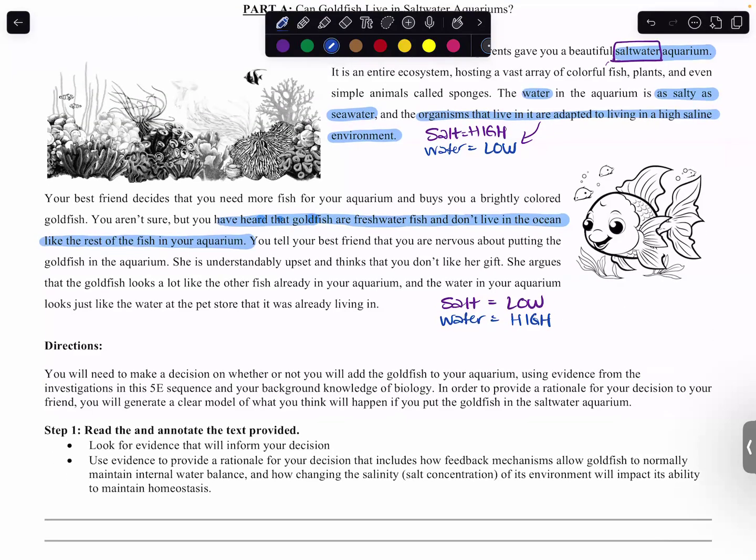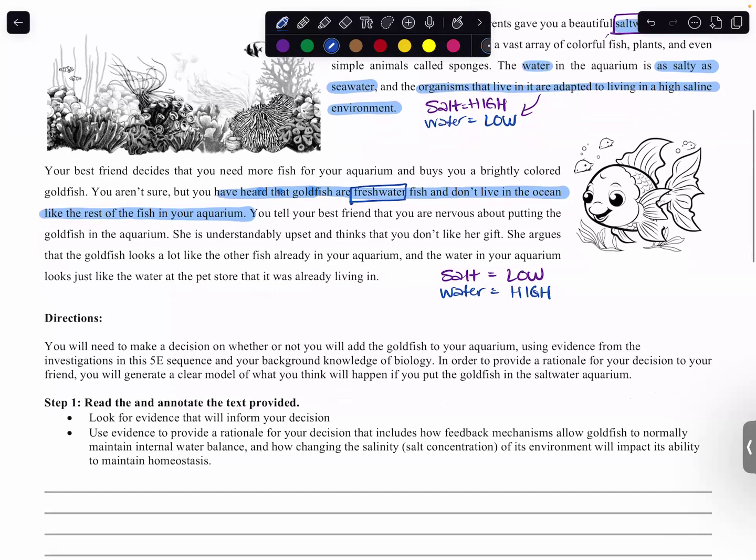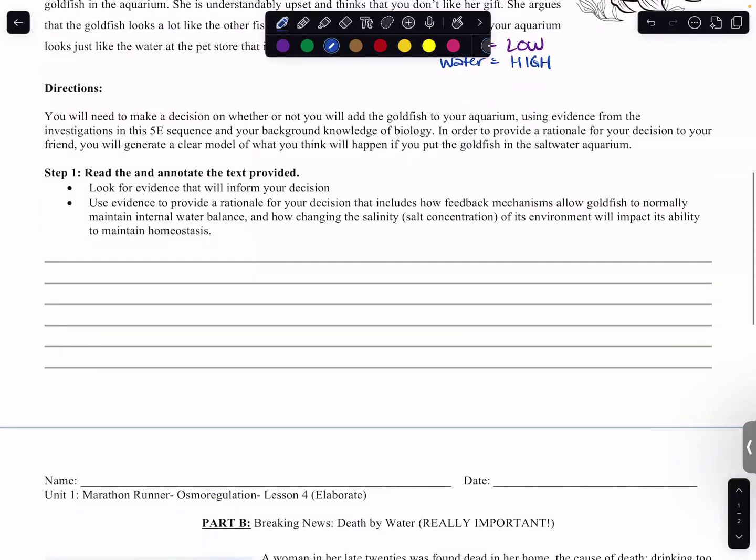Okay, so these are two different environments, right? Freshwater. So in our directions, you guys have to write, oh yes you do. It says you will need to make a decision on whether or not you will add the goldfish to your aquarium, using evidence from the investigations in this 5E sequence on water balance and your background knowledge of biology. In order to provide a rationale for your decision to your friend, you will generate a clear model of what you think will happen if you put the goldfish in the saltwater aquarium.